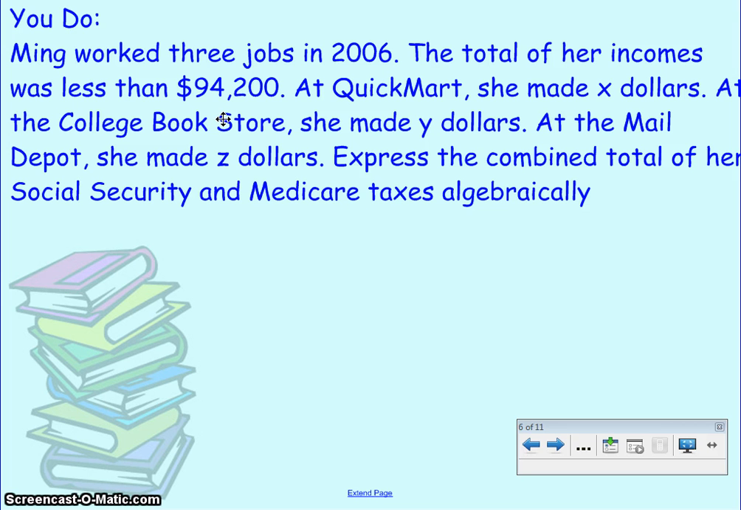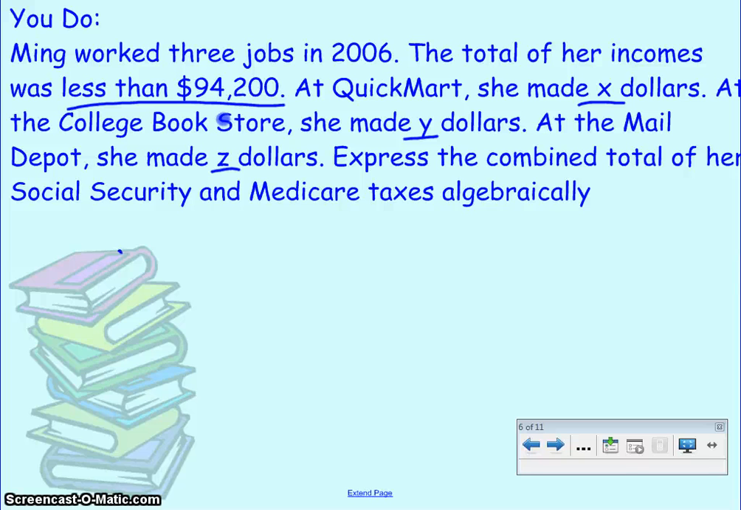All right, it says Ming worked 3 jobs in 2006. The total of her incomes was less than $94,200, so we know she did not go over the maximum. At Quick Mart, she made X dollars. At the college bookstore, she made Y dollars. And at the Mail Depot, she earned Z dollars. Express the combined total of her Social Security and Medicare tax algebraically.